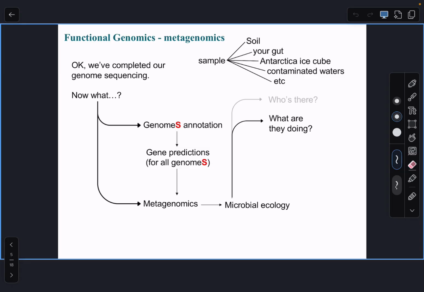Then we can take it a step further. As I was saying before, just listing the species can be informative in many ways, but it's often more fun to try and predict or estimate or make an educated guess as to what those species might be doing, right? So not only who's there, but what are they doing? And how do you think we can do this? After all, we're not really looking at these bacteria per se.